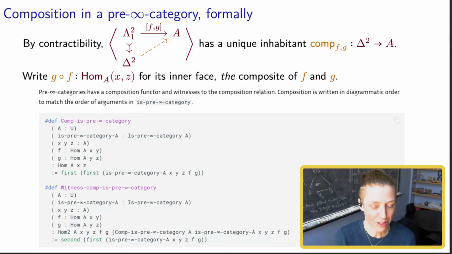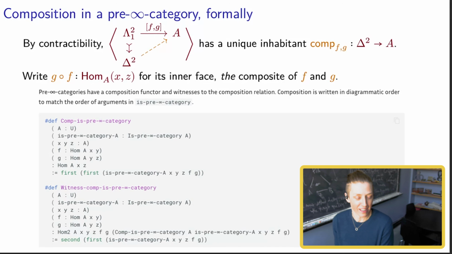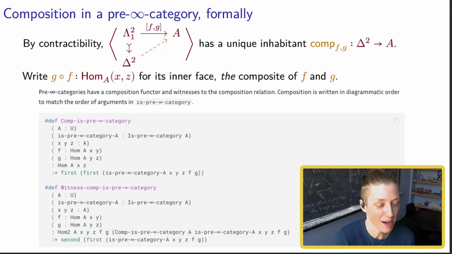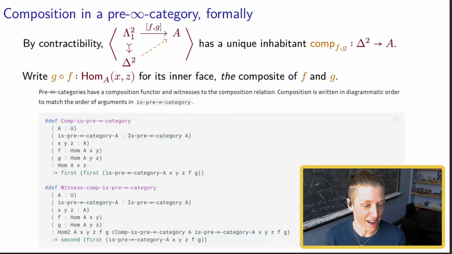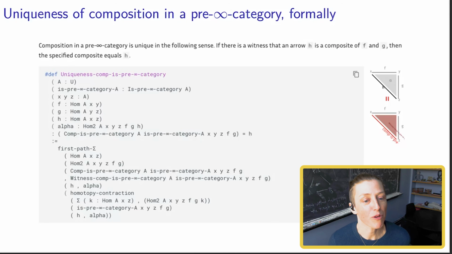This first is giving some projections from a sigma type to that witness. And similarly, if I did a slightly different projection, I would get a 2-dimensional arrow. That's what this Hom2 refers to, that fills the triangle formed by F and G, and then the composite of F and G. So these are the screenshots of the formalizations of that. And then the final thing I wanted to show you is a proof of uniqueness.